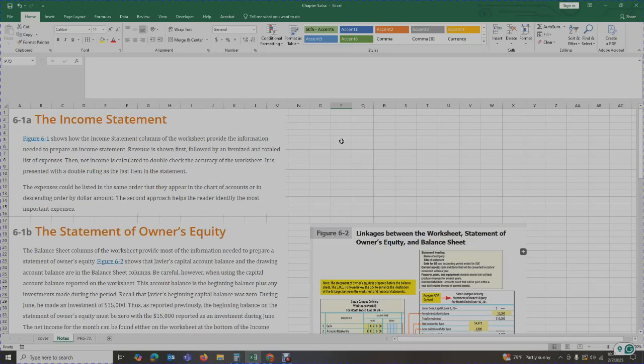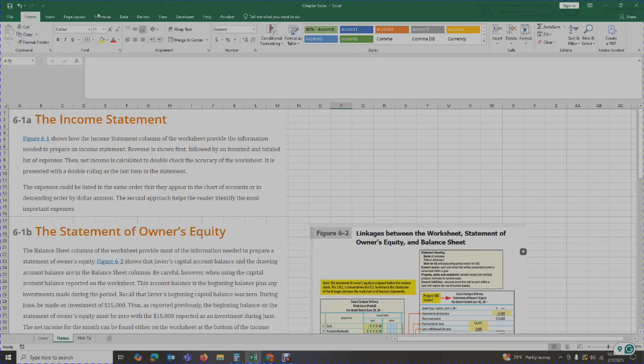Okay, so basically the income statement, we already know this because we've been covering financial statements from chapter 1. The income statement is your revenues less your expenses, gives you your net income. If your revenues are greater than your expenses, then you've got income. If your expenses are greater than your revenues, then you've got a loss.